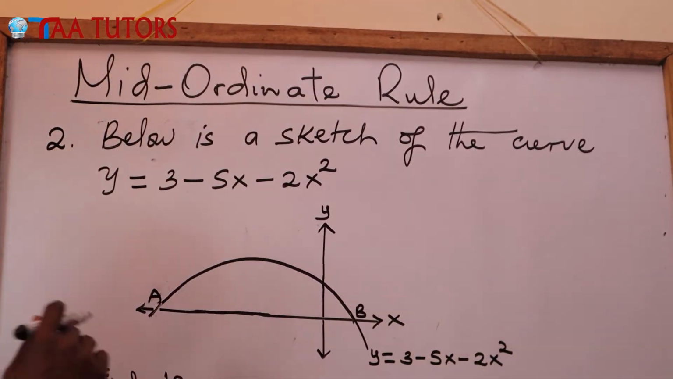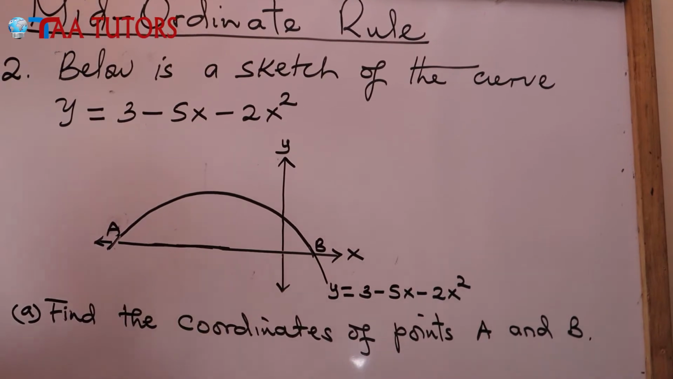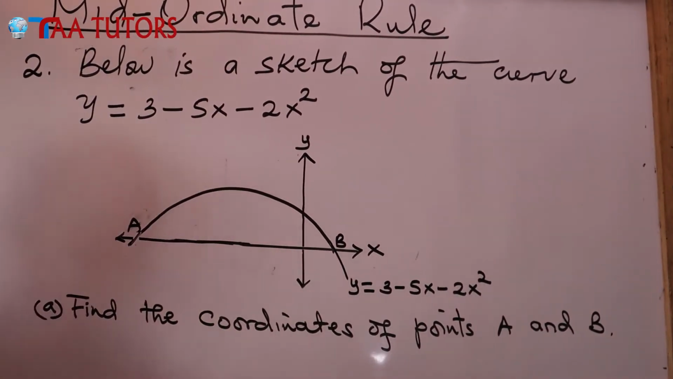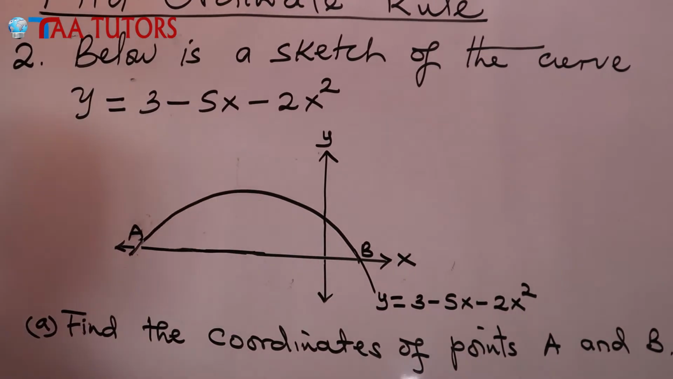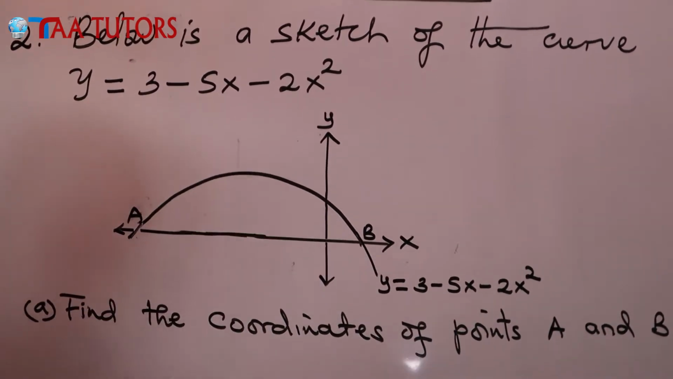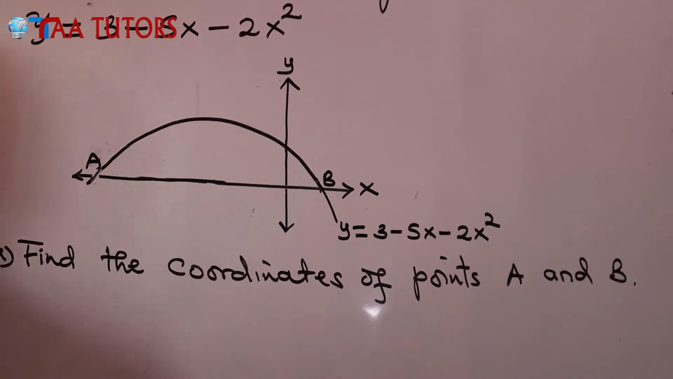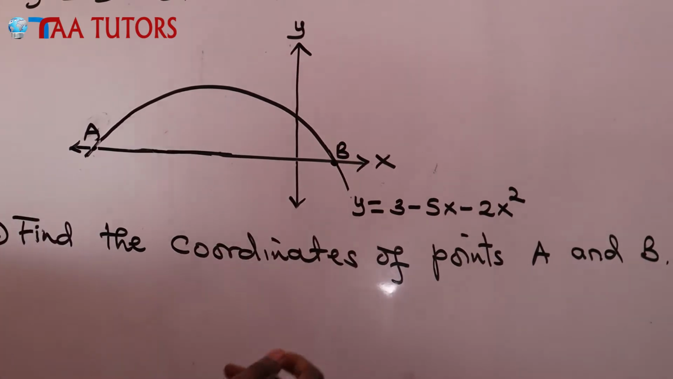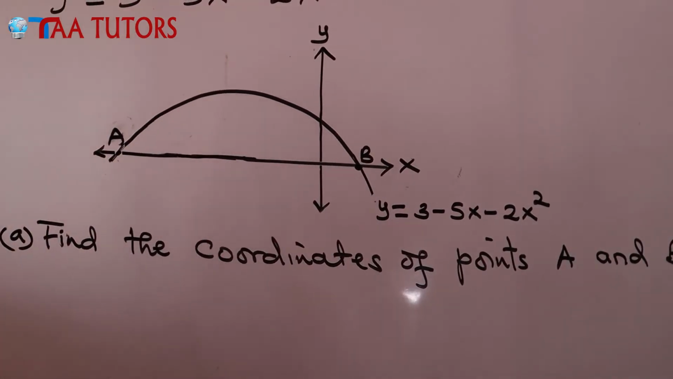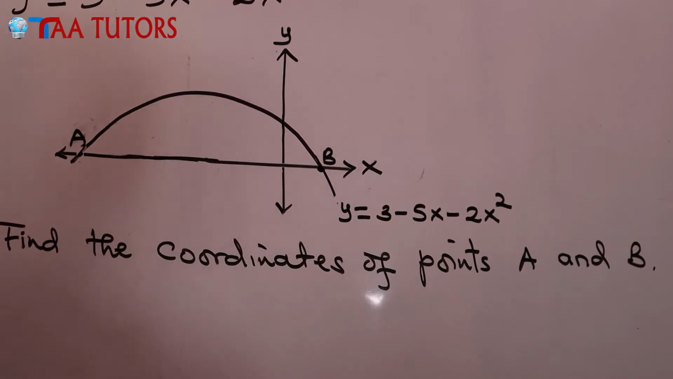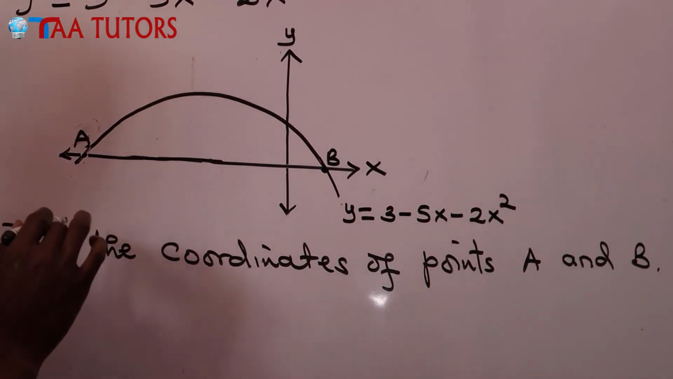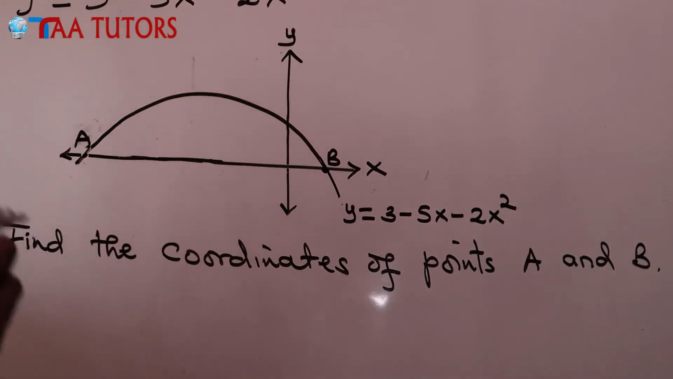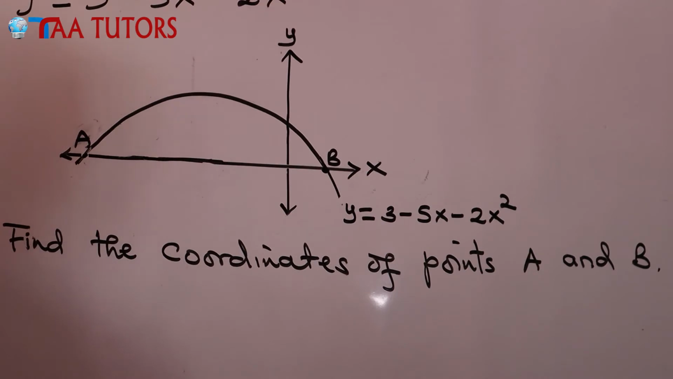Okay, let's look at example 2, which reads, below is a sketch of a curve y equals 3 minus 5x minus 2x squared, and this is the sketch that we have here. We are told to find the coordinates of points A and B, this point and this point here. You realize that earlier, in the chapter on differentiation, we learned how to get the x-intercepts, and these are the actual x-intercepts, because the x-intercept is the point where the curve intersects or cuts the x-axis. So we need to get the x-intercepts here.